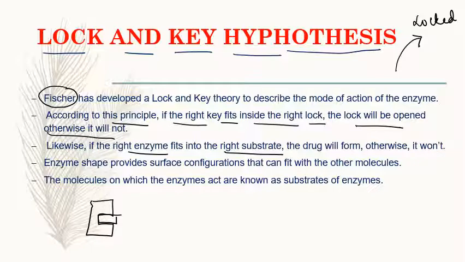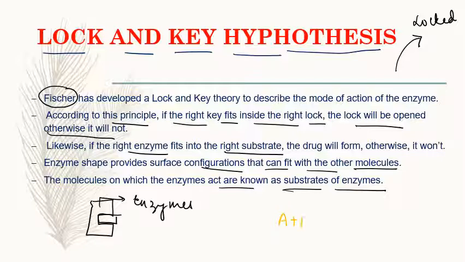Enzyme shape provides surface configurations that can fit with the other molecules. The molecules on which enzyme act are known as substrate of enzymes. So this is known as enzyme, right? And suppose, let me tell you, this is a reaction A plus B changes to C plus D, right? Now if this is the enzyme E, this is the reactant and this is the product, right? So enzyme will obviously react with the reactant, to get the desired product.